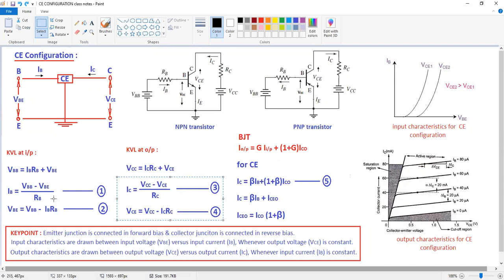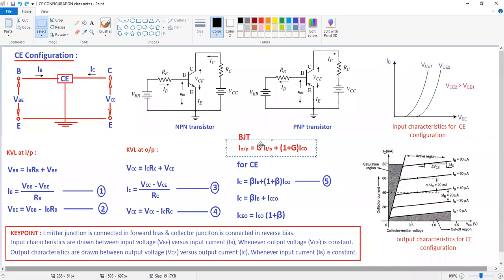Okay. In addition to these 4 equations, one more equation we are writing, that is in terms of reverse saturation current. We are going to consider the reverse saturation current in the case of output side. Why? Because the output is connected in reverse bias. Here, the collector terminal is connected in reverse bias. So that's why I'm going to consider the reverse saturation current. Okay, I already explained this equation. Output current is equal to the gain into input current plus 1 plus gain into reverse saturation current.